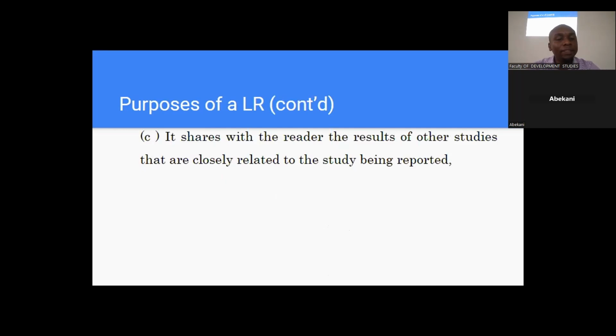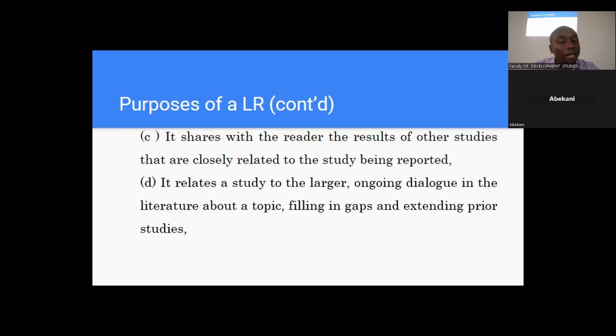Yes, okay? It shares with the reader the result of other studies that are closely related to the study being reported. So it helps you to get the findings, the results of other studies, which are similar to some degree to your topic. It relates a study to the larger ongoing dialogue in the literature about a topic, filling in gaps and extending prior studies. So the literature review helps you to see the findings of previous research, and you can see the gaps of knowledge that are missing so that you can contribute. And then you extend further the literature. That's what scholars do. They always add on the body of knowledge.